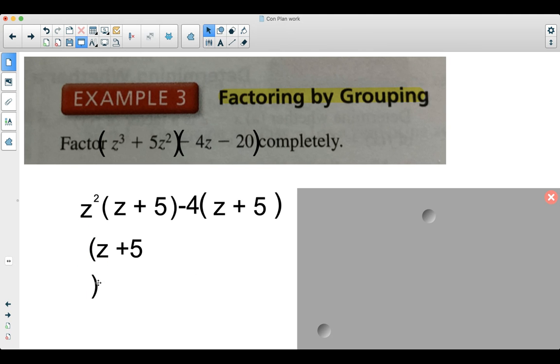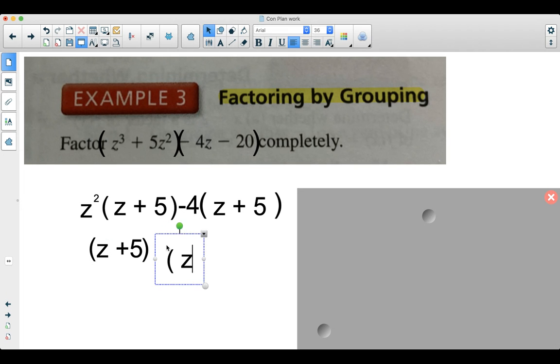So that's one of my parentheses that I'm factoring in, and the other one is going to be z squared minus 4, the thing on the outside of that you factored out. So notice that.